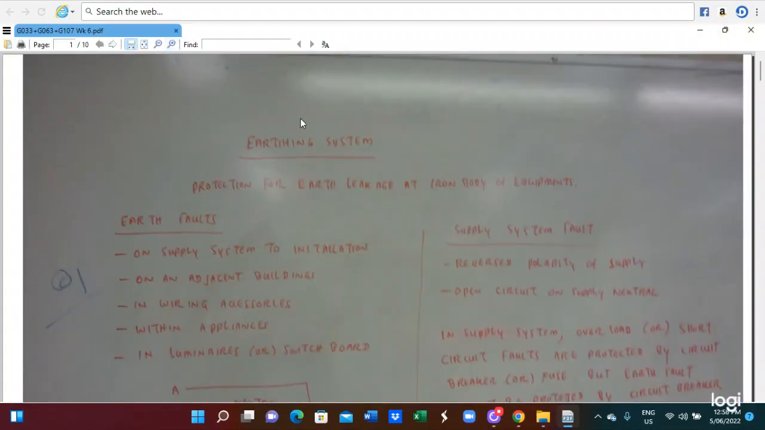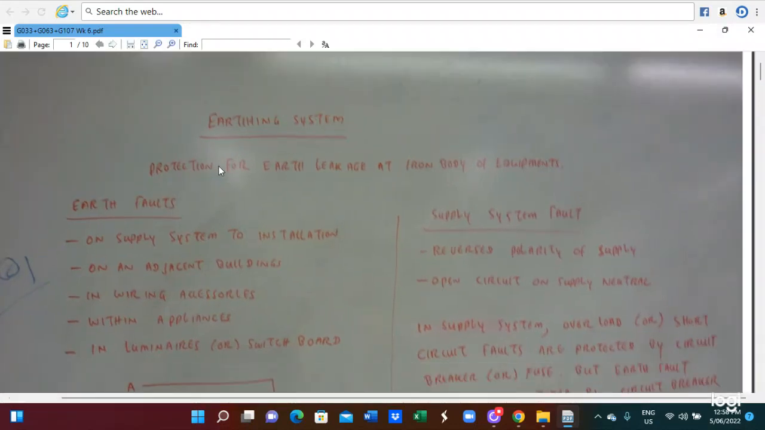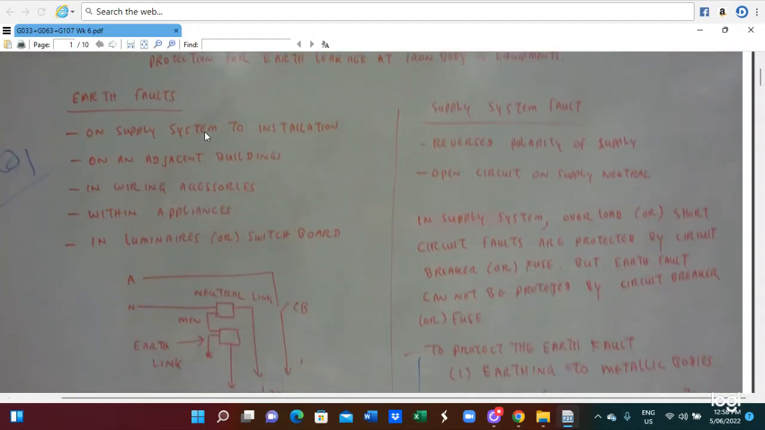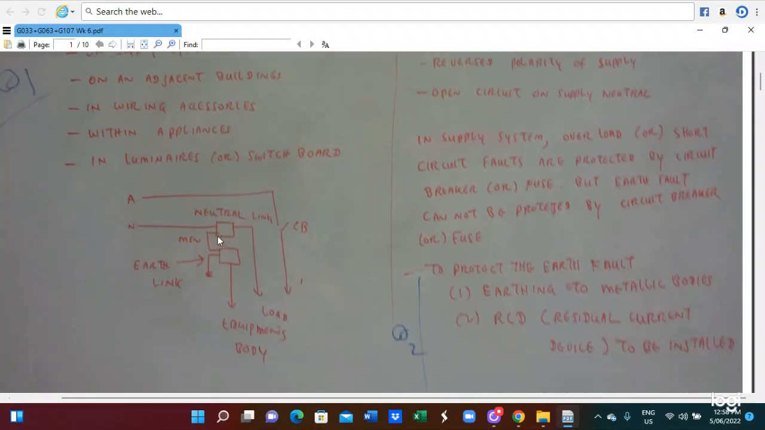Then we're talking about the earthing system. Regarding the earthing system, protection against earth leakage at the iron body of the equipment is important. In this case, we need to protect against earth faults on the supply system to the installation, on the adjacent building, in the wiring accessory, within the appliance, and the luminaire or the switchboard. So this is the earthing system MEN. Earthing is connected to the equipment body and circuit breaker. So this is earthing and neutral link connection like this.